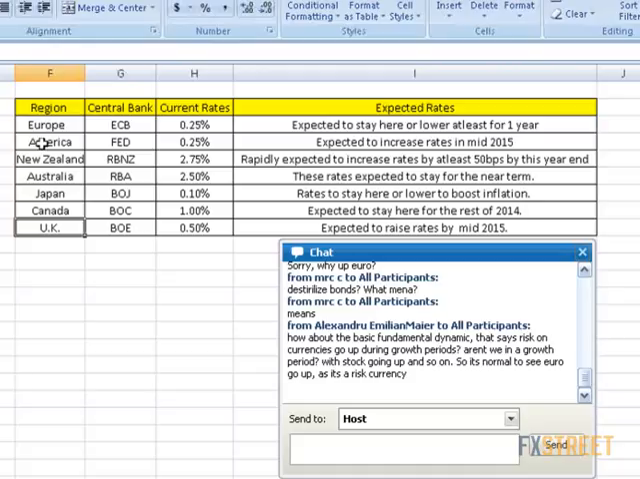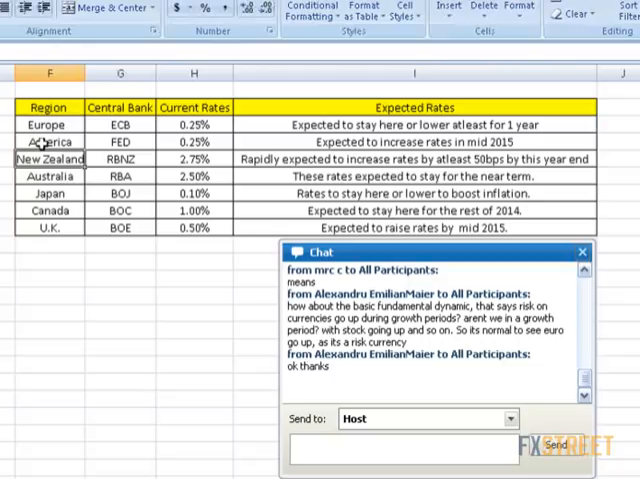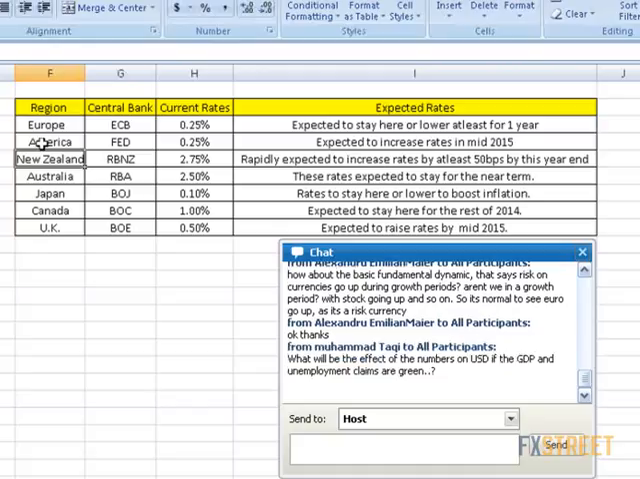But let's move on to the next region, that's New Zealand. New Zealand, that's all right. So this is the RBNZ. They just hiked their interest rates by 0.25%, was it this month? Yeah, I think it was the beginning of this month. So I've mentioned in the last column, they're rapidly expected to increase interest rates by at least 50 basis points by this year end. This also has been clear.